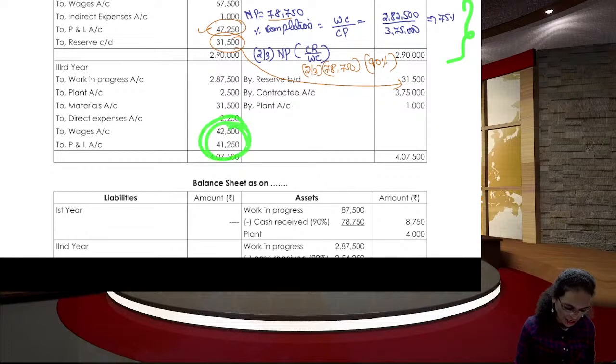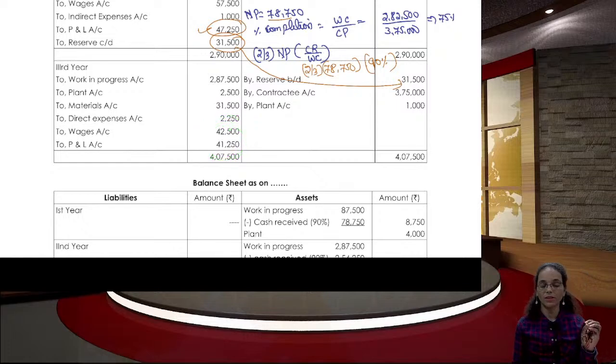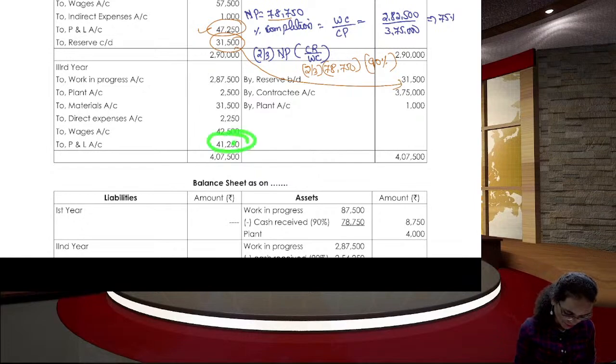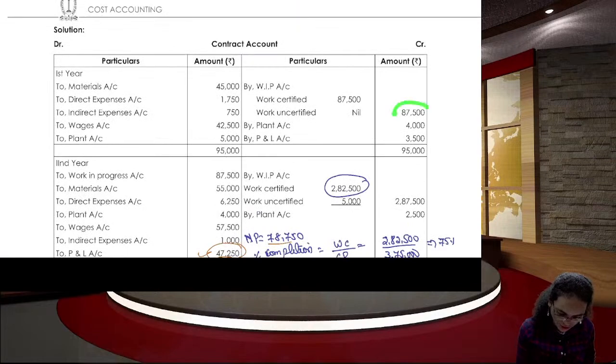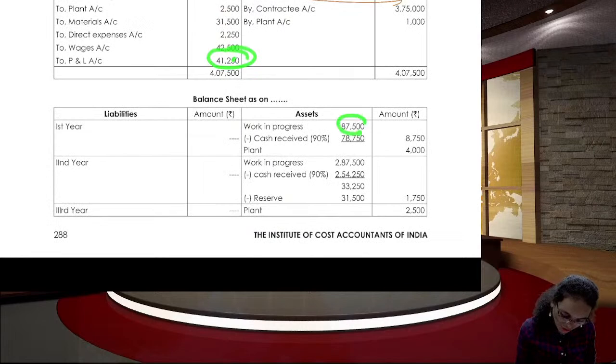When any project is completed, the entire amount you need to transfer to the P&L. This is the P&L amount. And coming to the balance sheet, first year, what was the work in progress? This is the work in progress, 87,500. From this only 90% received. 87,500 into 90% received. This is the cash received.